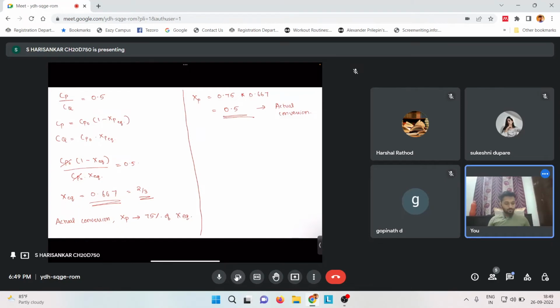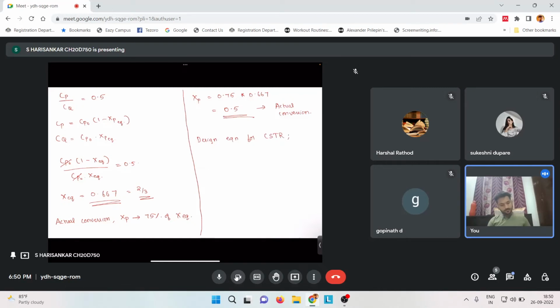Right. So far what we have done is we took the rate equation at equilibrium, and we tried to find the equilibrium conversion for this given reaction, and we found the equilibrium conversion to be 2 by 3 or 0.667, and from that we found the actual conversion Xp as 75% of equilibrium conversion, and that is equal to 0.5. Now we can go with the design equation for CSTR.